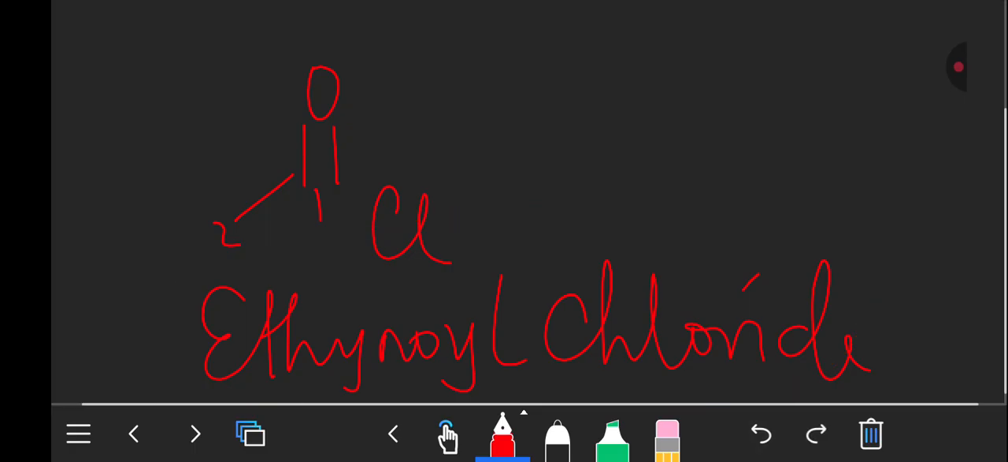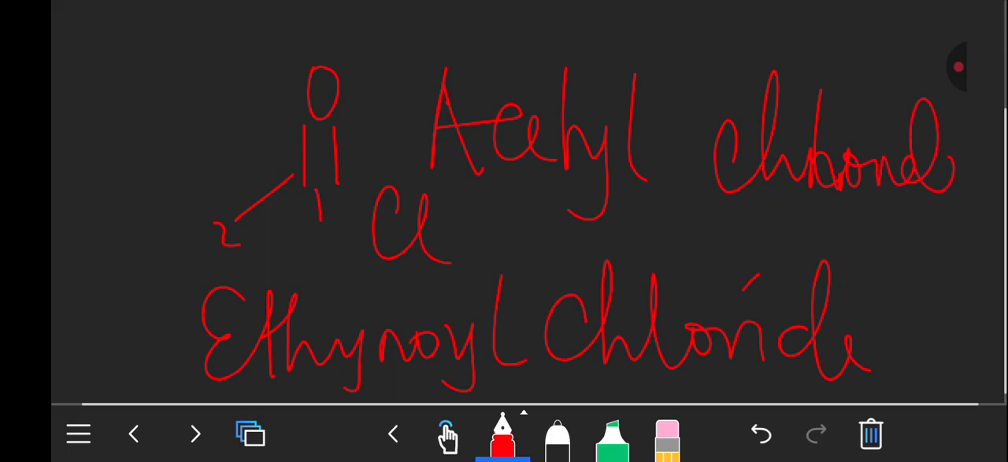Now we might discover that this same compound has a common name. So this ethanoyl chloride, the common name, if you find a name written as acetyl chloride, the acetyl chloride is the one which is also called the ethanoyl chloride. So that is just the common name, acetyl chloride.